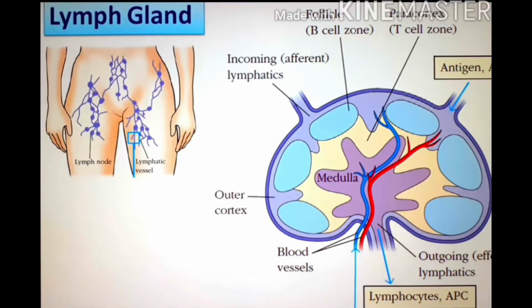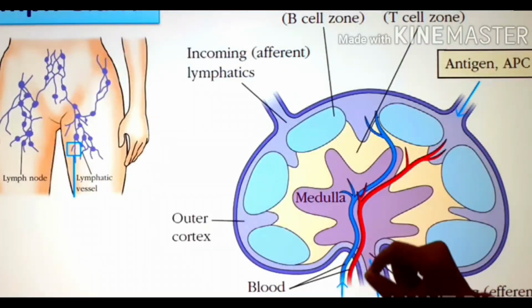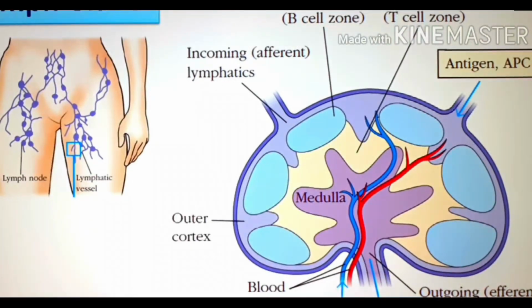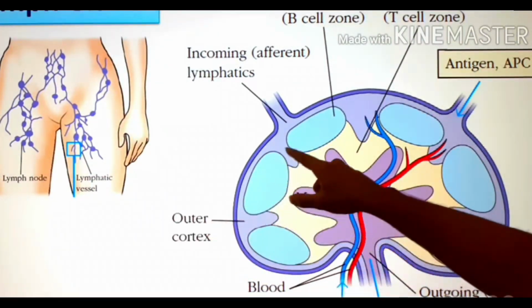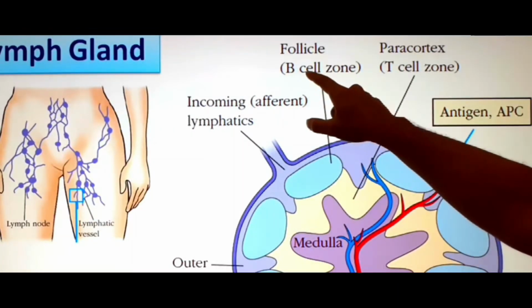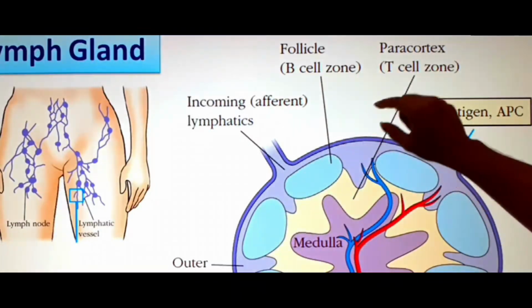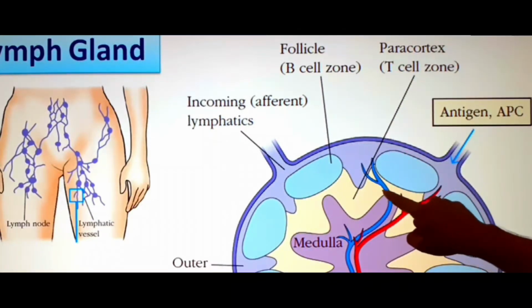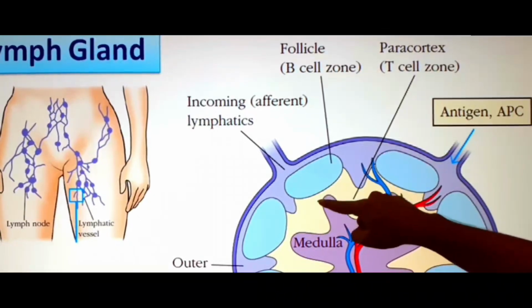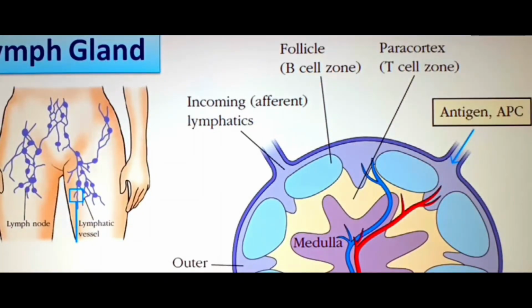The naive lymphocytes like naive B cell and T cell enter into the lymph gland by blood vessels. And there are three important regions. One is called outer cortex where follicles are present. These are the follicles. Here B cells are present, called B cell zone. So follicles are called B cell zone because here the B cells are present. This region is called paracortex region. This region is filled with T cells. So it is called T cell zone, and this is the medulla.